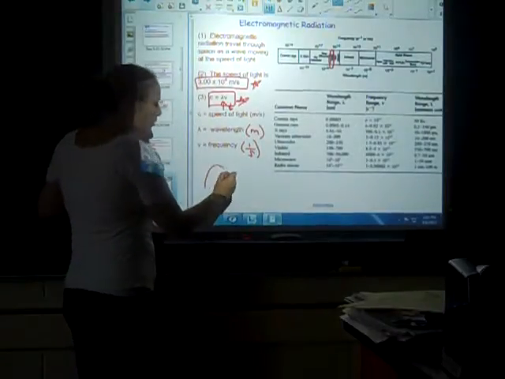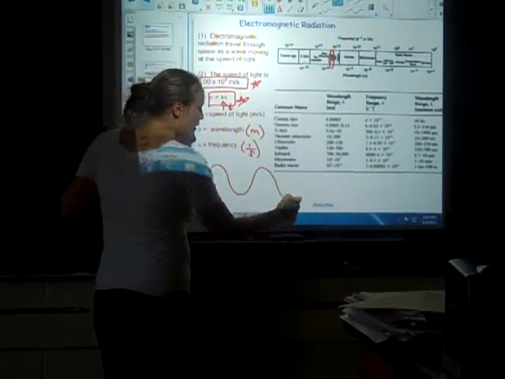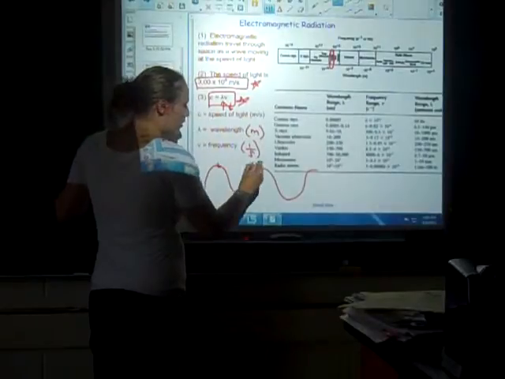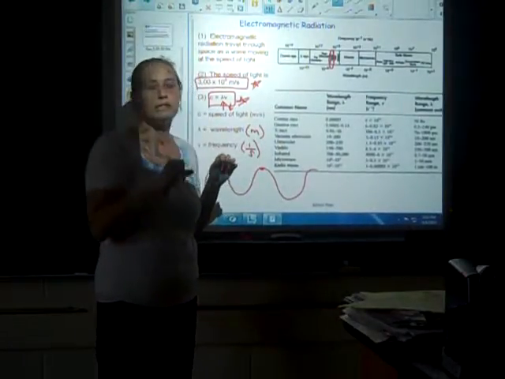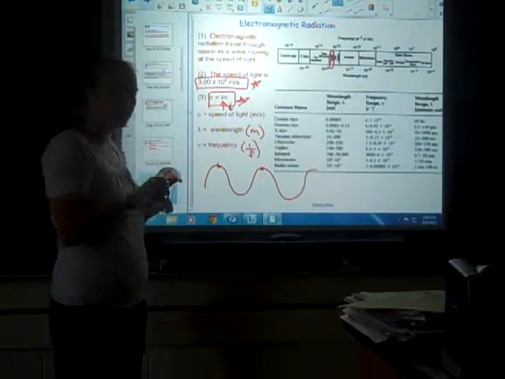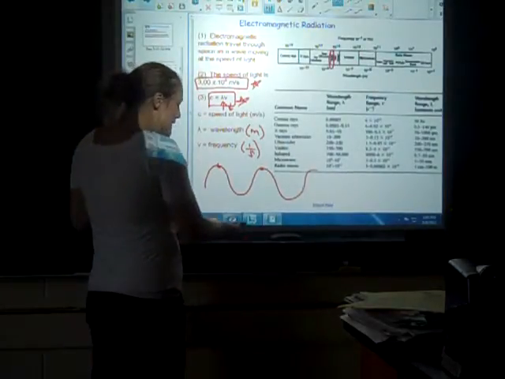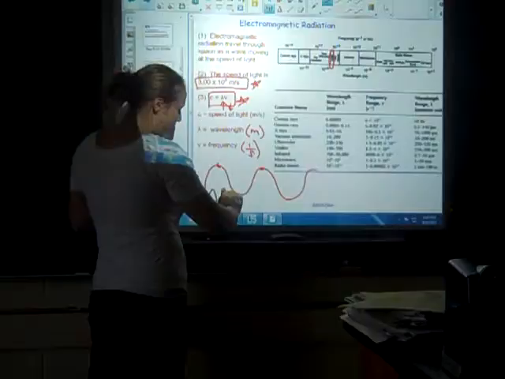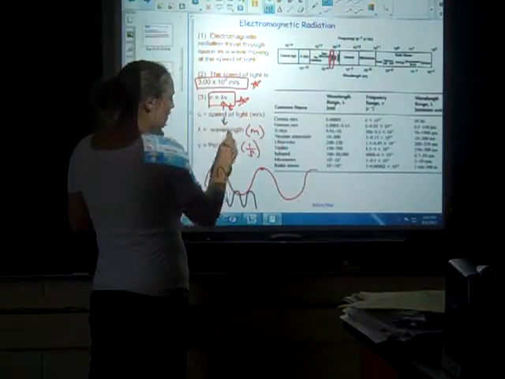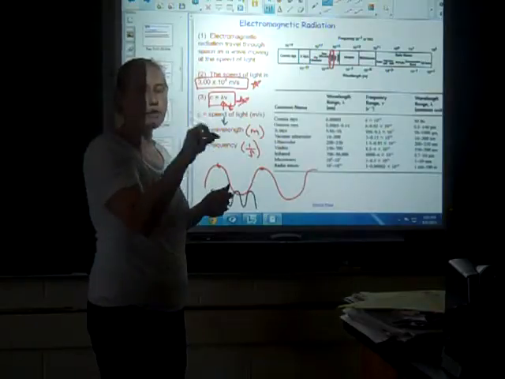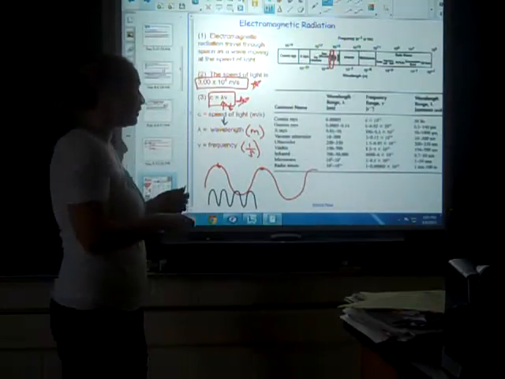Okay, so the further apart those peaks are from one another, the more slowly that wave is going to travel. Fewer peaks are going to get through a point in a given time. Okay, the opposite is true if you have a very small wavelength. Small wavelengths mean we're going to get a lot of peaks traveling through a point in a given second.